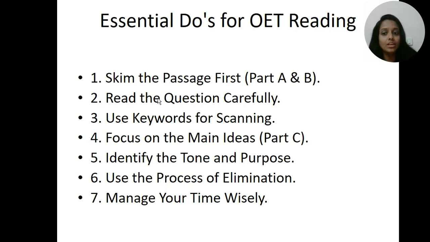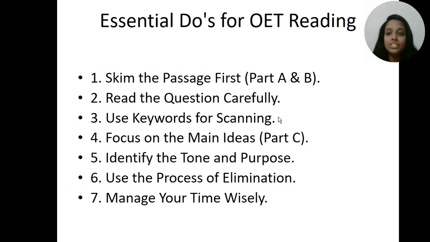The second one is read the question carefully. Always read the question before looking for the answers in the passage, because this is going to help you to know exactly what information you are searching for. If you don't know the question, you might get distracted by irrelevant information in the passage, right?